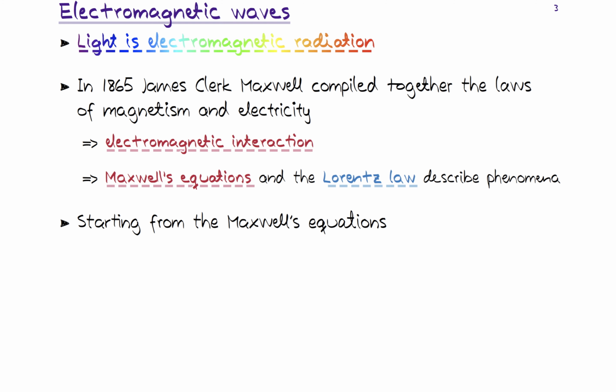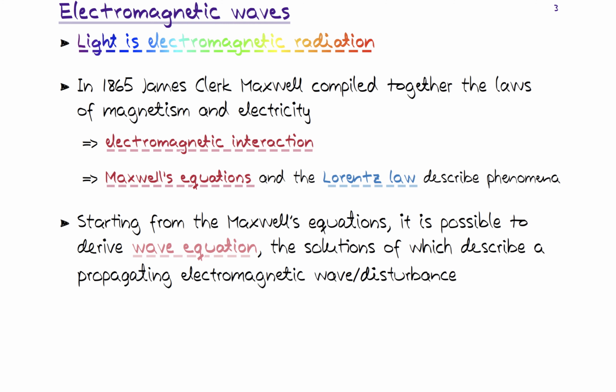And the good and interesting thing from this course's point of view is that when we start from Maxwell's equations, we can compile them together to form a wave equation. And once we solve the wave equation, we have functions that describe propagating electromagnetic waves or disturbances, pulses of light, for example. So in other words, we will have a mathematical treatment for light.